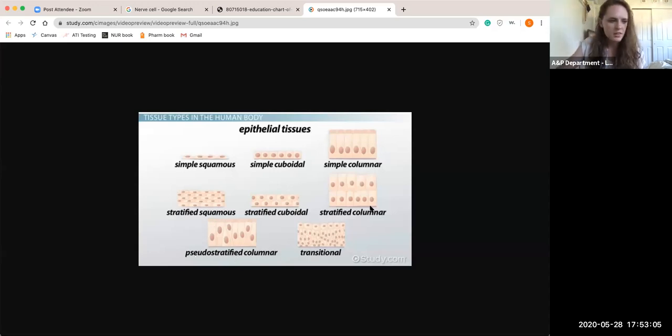Stratified columnar is our last one. This one is super rare. It's only for protection, and that's all you need to know about it. It's super rare and it's randomly found in these weird places. And it's just two layers of columnar, so column-shaped cells. Stratified meaning many layers, columnar meaning column-shaped. So many layers of column cells. There we go. I said that better that time.